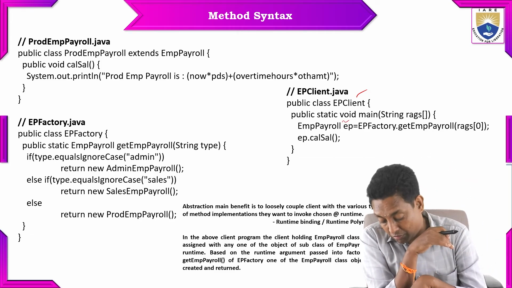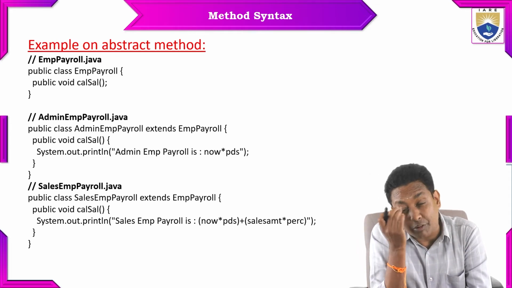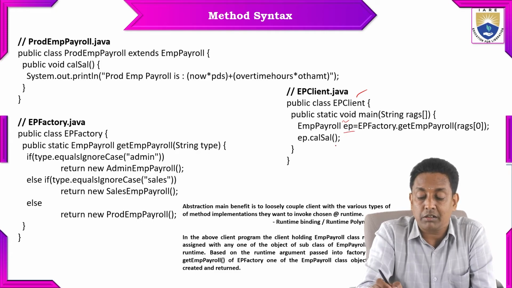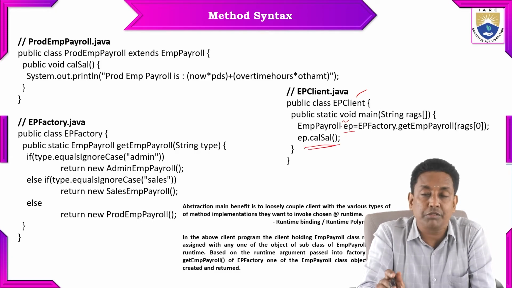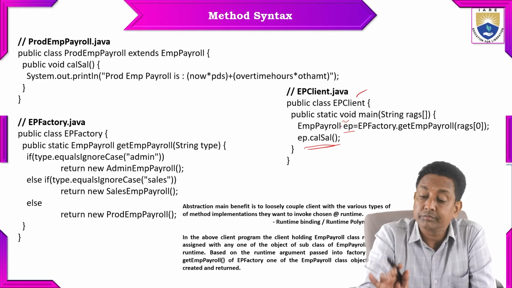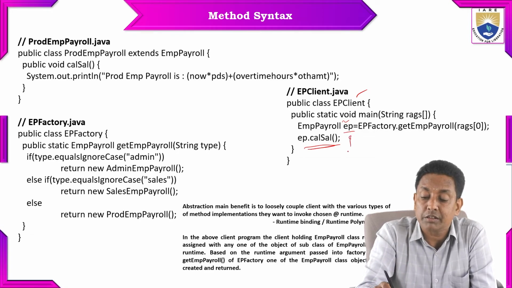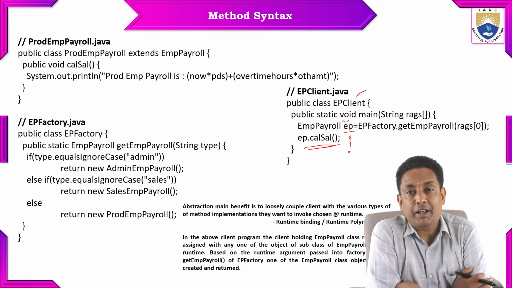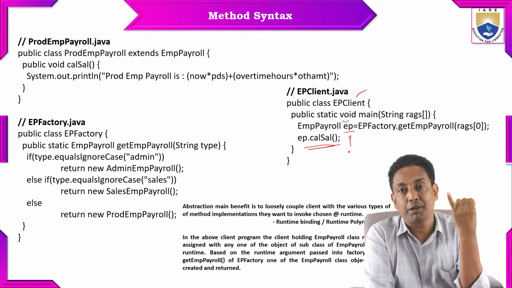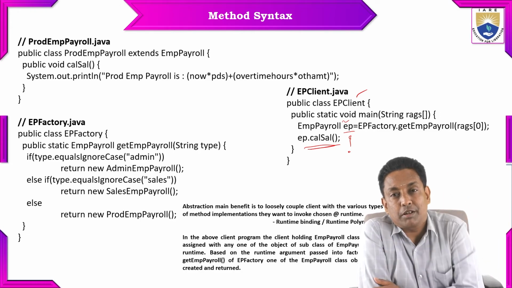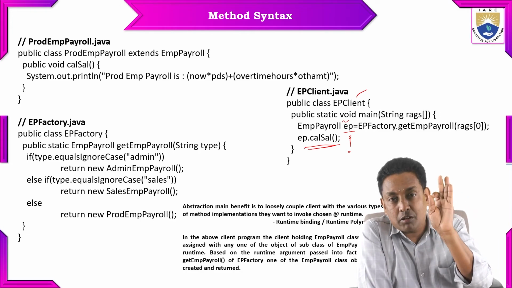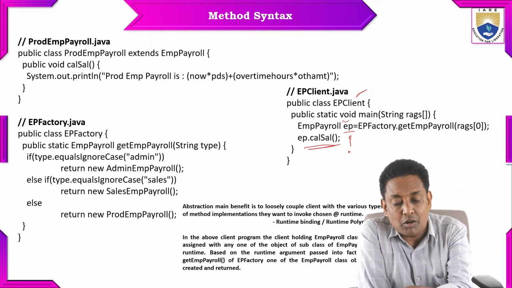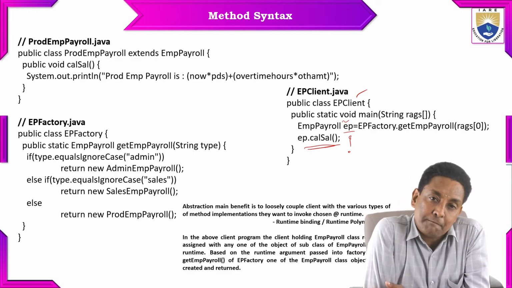Which employee payroll object may we want to get? The client wants to get an employee payroll class object, and on that object, he wants to call the calculate salary method. But the question is, which employee payroll object does the client want? We have three employee payrolls: admin employee payroll, sales employee payroll, production employee payroll. Which employee payroll class object does the client want, so that he will invoke the calculate salary method?